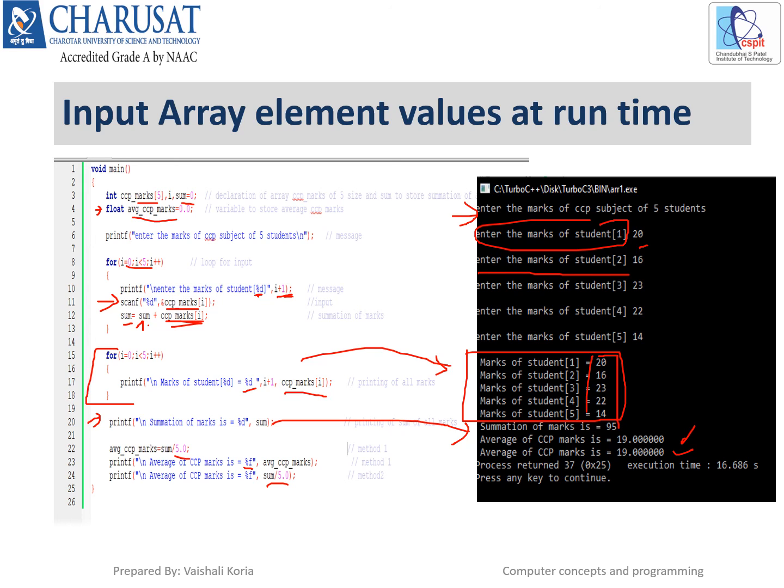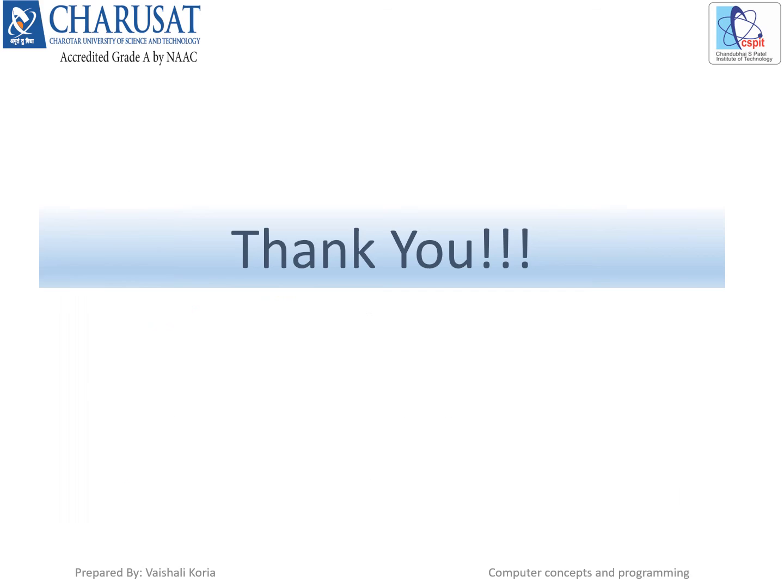Here also, if I have not written 5.0, then both the operands would be integers and it will give you 19, meaning it will give you an improper answer. So remember that one of the operands must be float to have the values with decimal points. Thank you.